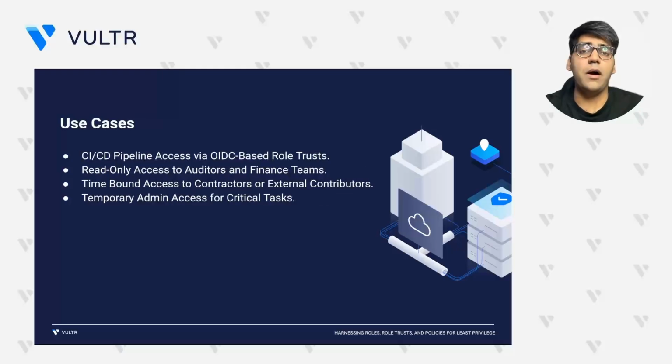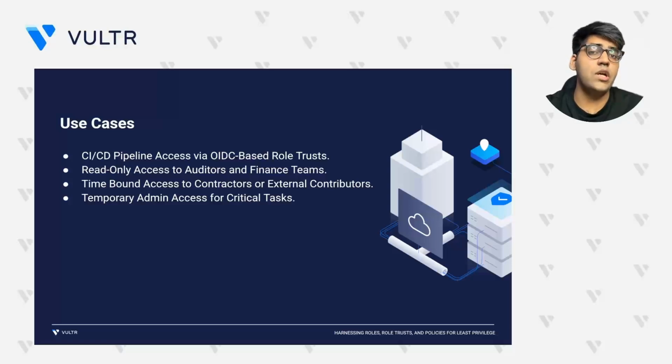Now, let's talk about some use cases where fine-grained access control in Vultr IAM really makes a difference. For example, in CI/CD pipelines, instead of storing long-lived API keys, you can use OIDC-based role trust to allow your pipeline to securely assume a role when needed, making the process both safer and easier to manage. For teams like auditors or finance, you can grant read-only access so that they can review infrastructure, billing, or logs without any risk of accidental changes.